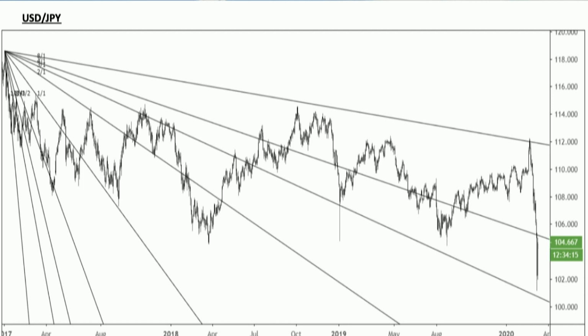Yeah, so this chart's really interesting because the last time we spoke, I think we actually called the long in dollar yen, and we caught that quite nicely based on chart patterns.